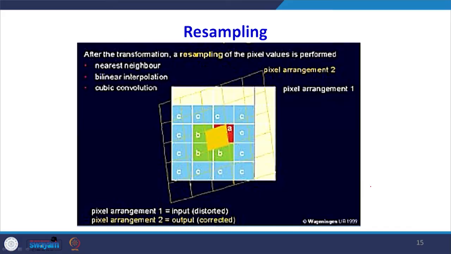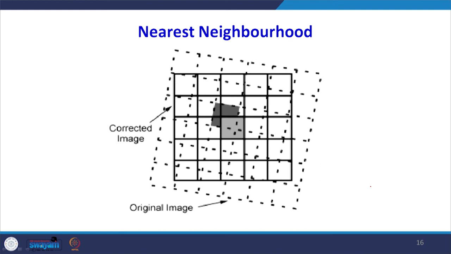So coming back to the mathematics of these three techniques, as we can see here, there is one image which is the original raw image, and another image which is the geo-referenced image. So there are two images and their pixel locations are now different. At the new pixel locations, our job is to assign the value. In the diagram for the nearest neighborhood, the original image is shown by those grids, by dashed lines, whereas the corrected image is shown by the firm line.